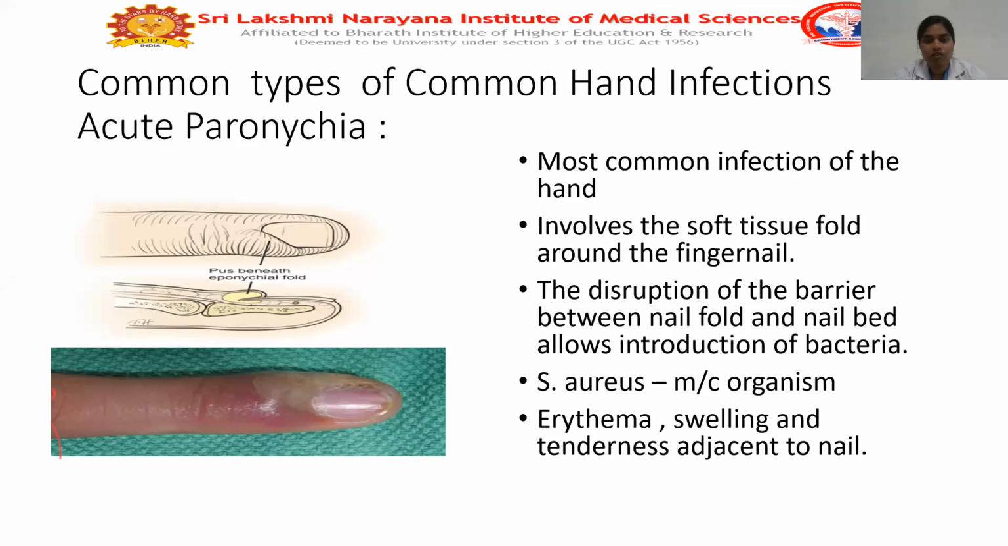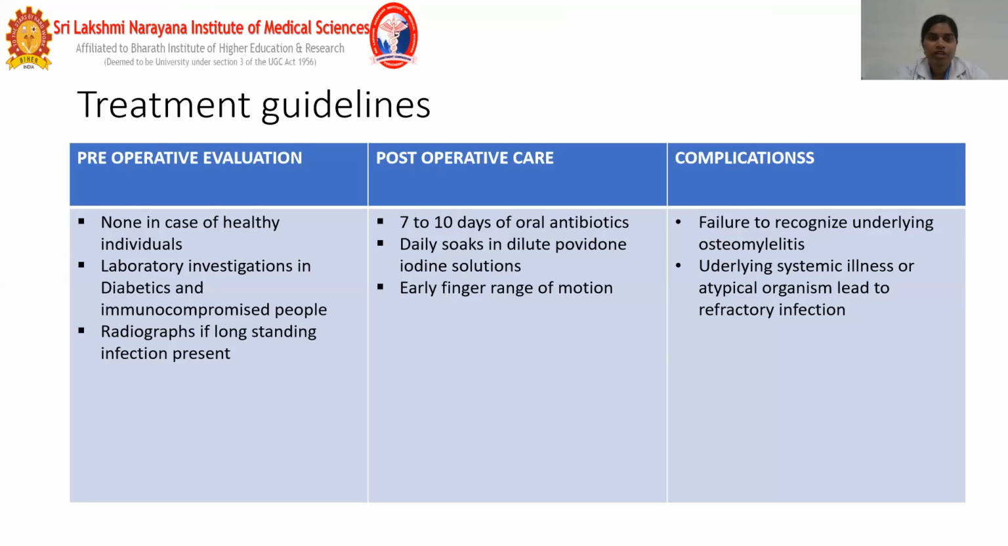There will be pus accumulating beneath the eponychial fold, which causes erythema, swelling, and tenderness adjacent to the nail. The treatment guidelines: preoperatively, in a healthy individual, no other investigations are required. But if the patient is an IV drug abuser, immunocompromised, or a diabetic patient, then laboratory investigations should be done for evaluating the counts, and radiographs if a long-standing infection is present to rule out osteomyelitis.